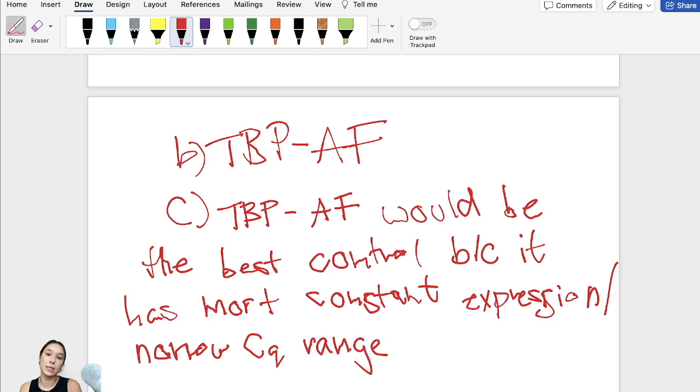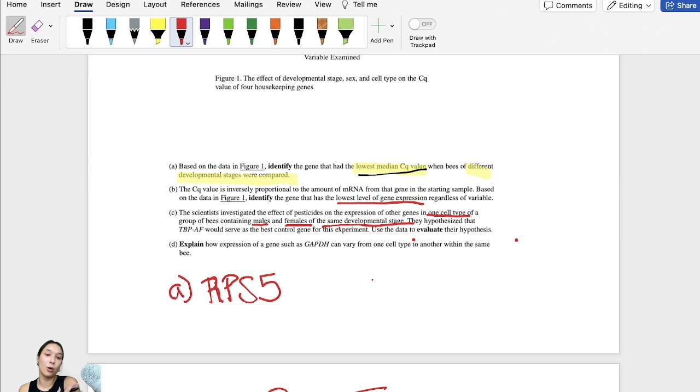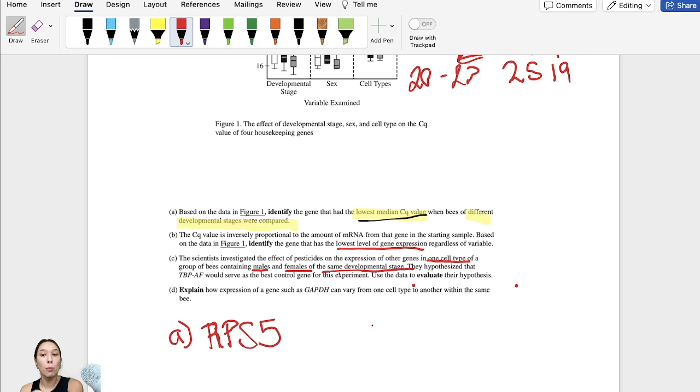Okay, that's C. Now our final one for all these FRQ questions for the 2019 one is explain how expression of a gene such as GAPDH can vary from one cell type to another within the same bee. So they are asking you why GAPDH can vary so much between cell types, okay? And again, within the same bee. We touched on this on a previous FRQ question within this exam, but again, it's the idea of all of your cells are genetically identical. So within the same bee, all of the cells are genetically identical. Why do some cells express GAPDH more than others?